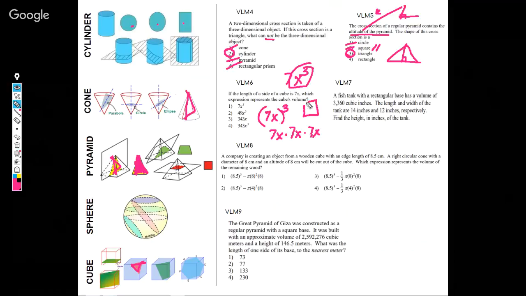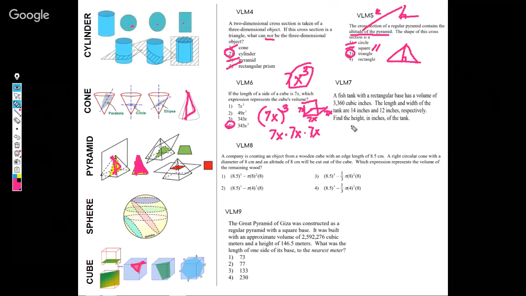Because if you have a cube, we know this side is 7x, this side is 7x, plus this side here. So you have to do 7 times 7 times 7, and then the x cubed. Do you need me to do that again? I feel like I did that fast. We're good? Okay.